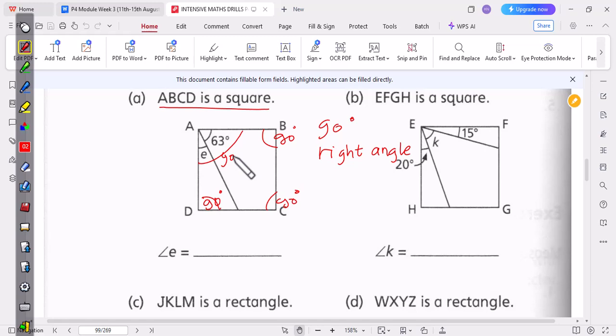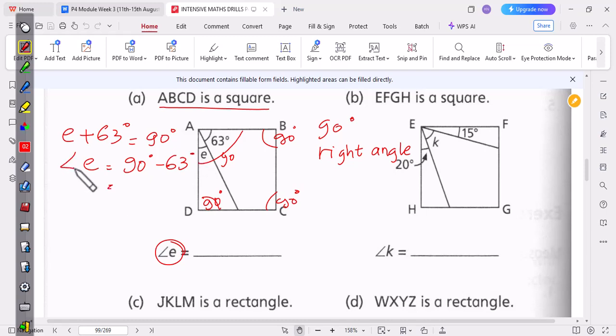And they ask to find the value of angle E. So to find this one, we know that E plus 63 degree equal to 90 degree. So to find the value of E, we subtract 63 from 90 degree. So we will have that the angle E is 27 degree. So this is the value of E, 27 degree.